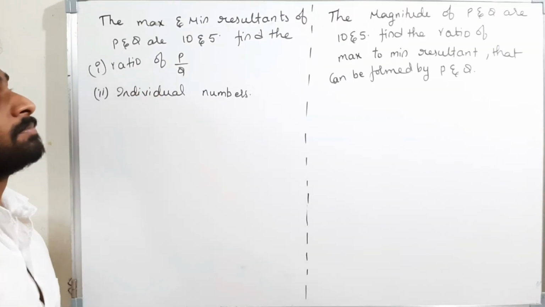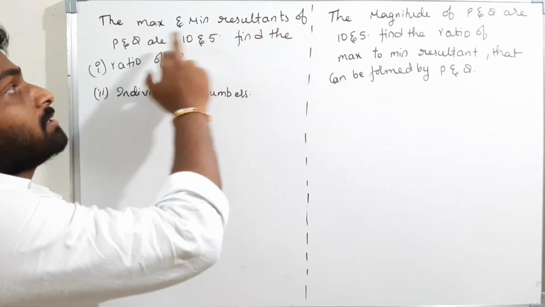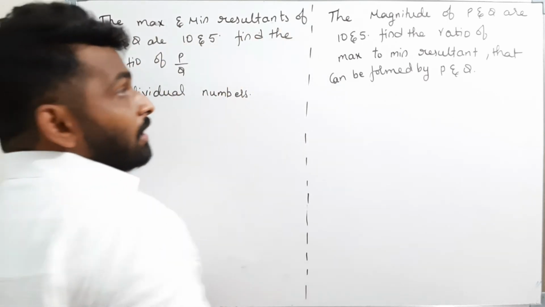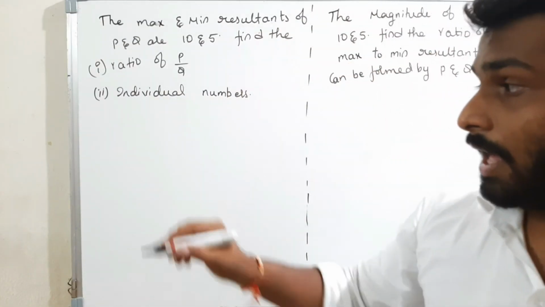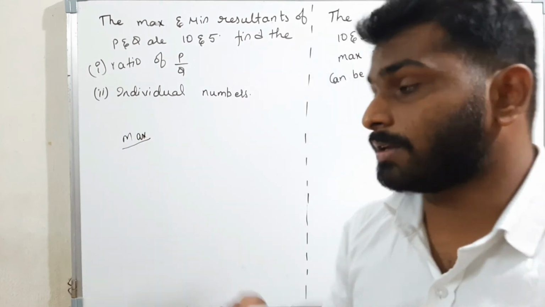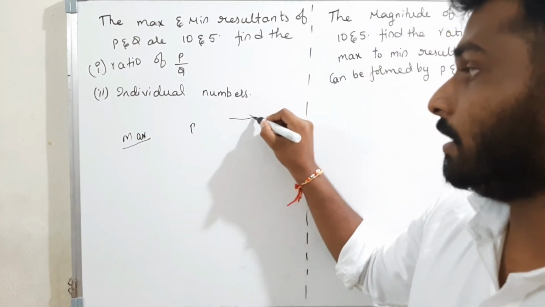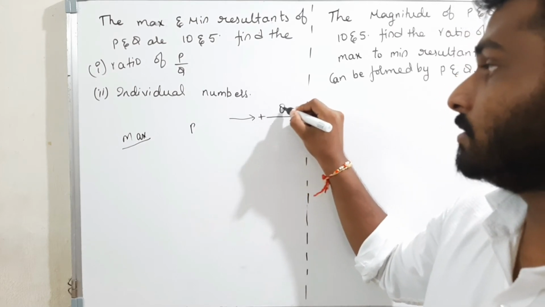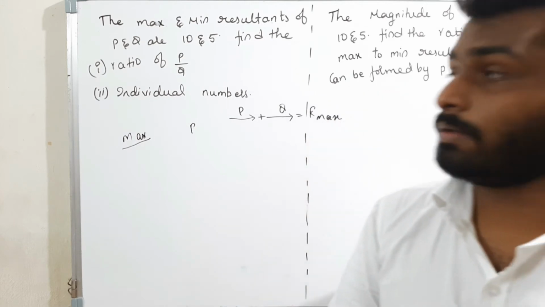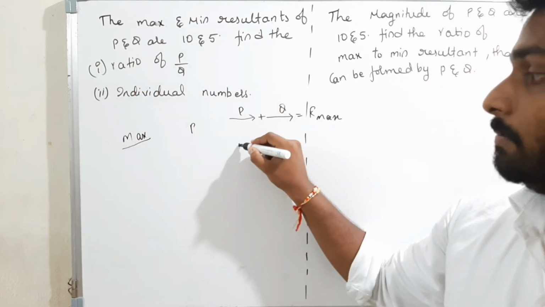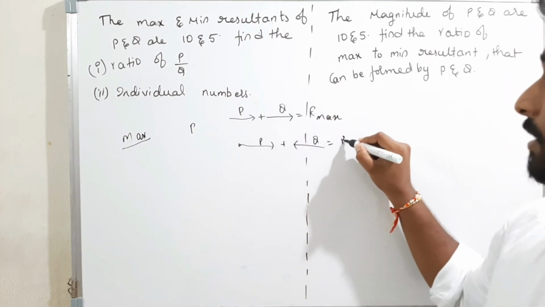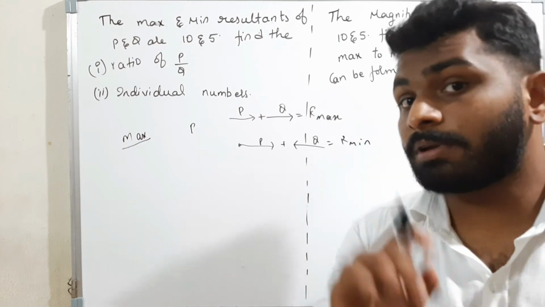Okay, see this question. The maximum and the minimum resultant of two vectors, P and Q, are 10 and 5. I will get the maximum resultant when they are in the same direction. That means when P bar and Q bar are in the same direction, I will get the resultant max. When P bar and Q bar are in opposite directions, I will get the minimum resultant.